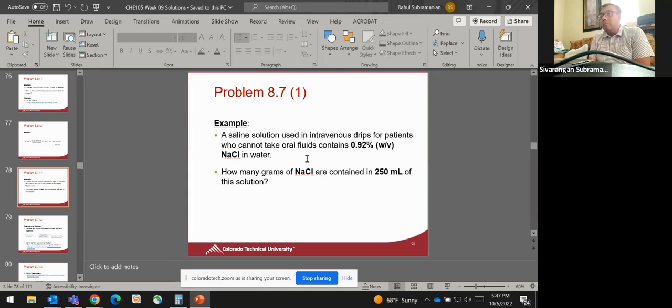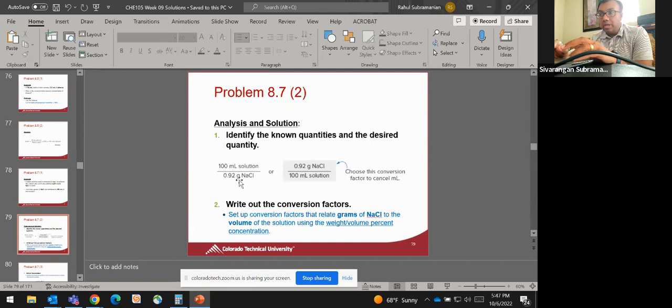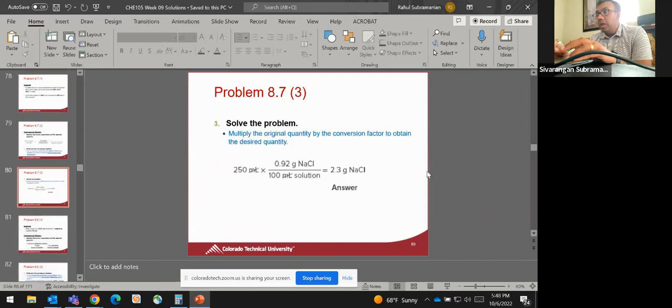0.92 means that you have 0.92 grams per 100 milliliters. So how much is there in 250 milliliters? You simply set up the ratio. 100 milliliters contains 0.92, or 0.92 is there in 100 milliliters. Use this conversion, according to that weight over volume that is given in terms of percent. You are given 250 milliliters of the solution. So when you do the math, you're left with 2.3 grams of sodium chloride. So it's just calculating that quantity of the solute when the percentage is given in weight over volume percentage.